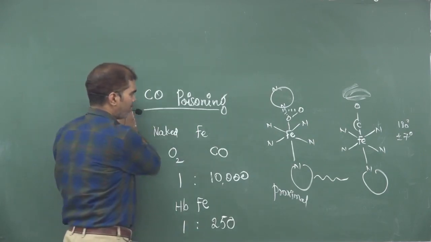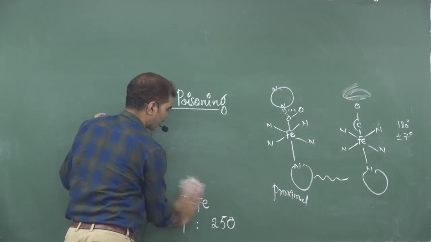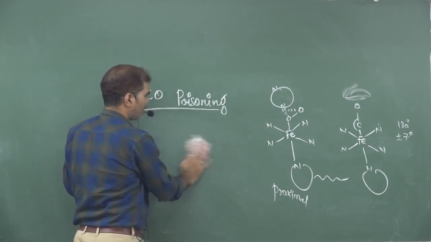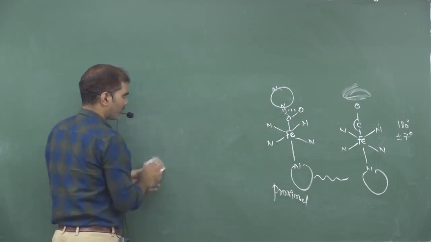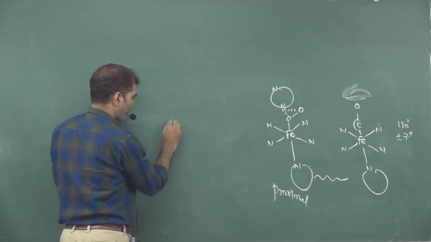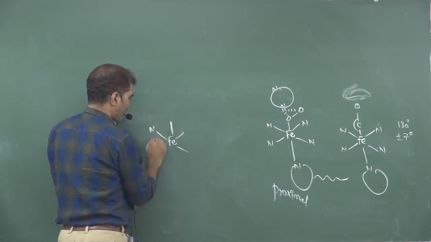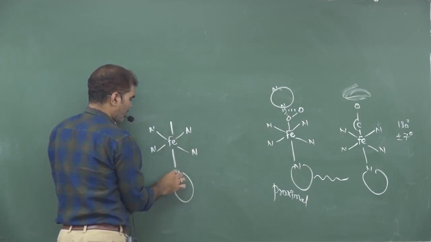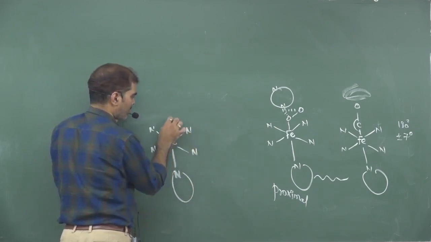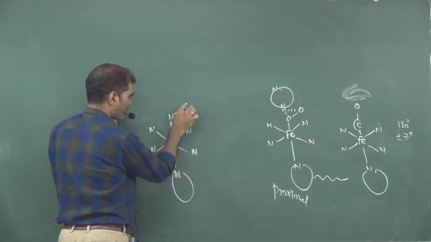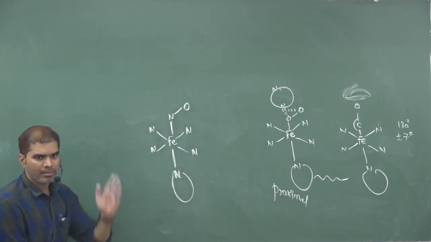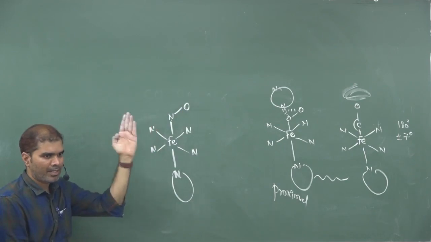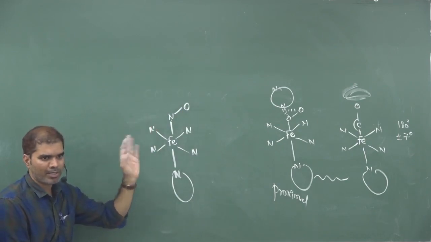The bonding between iron and CO is nearly linear. 180 plus or minus 7. So just from linear it will deviate a little, plus or minus 7 degree, not more than that.